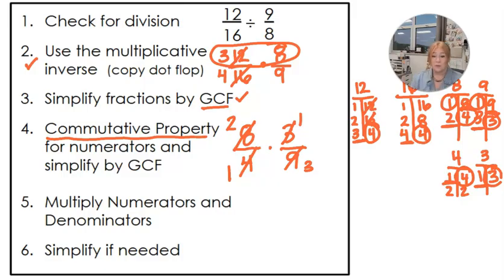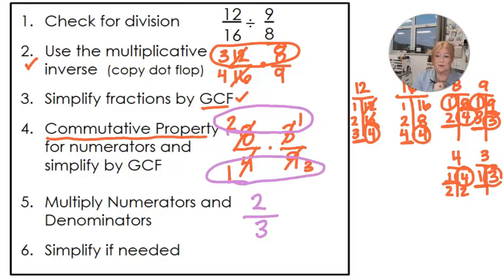Now we're as simple as we can go. We're at 2s and 1s and 3s. None of those can simplify even more. We have a way easier problem than 12 and 16 and 8 and 9. So now we can multiply our new numerators, which are 2 times 1 is 2, and 1 times 3 is 3. So this problem came out to 2/3, and it's already simplified. We don't need to go any farther. It's not an improper fraction. 2/3 is our answer. So simplifying ahead of time saves us a lot of work in the end.